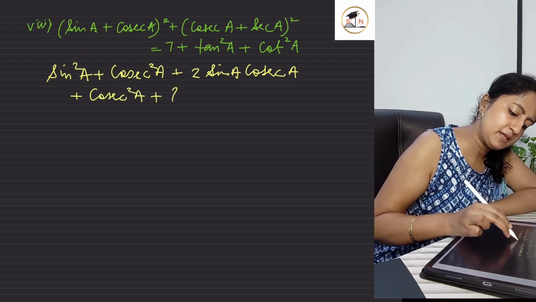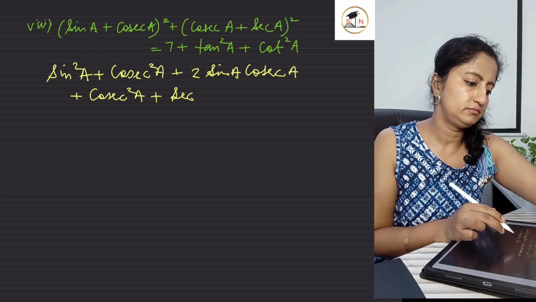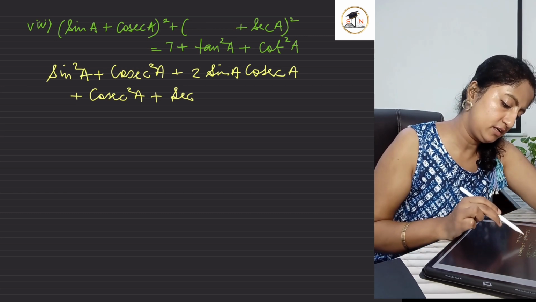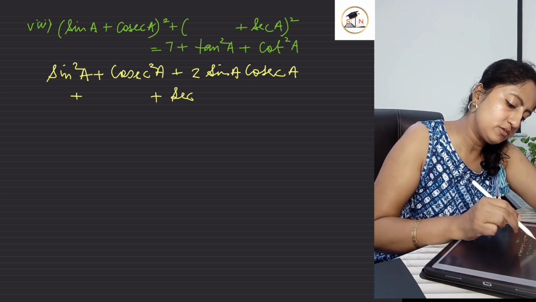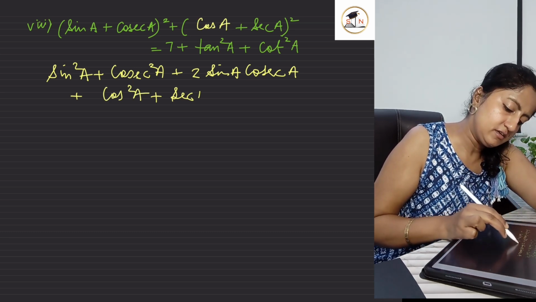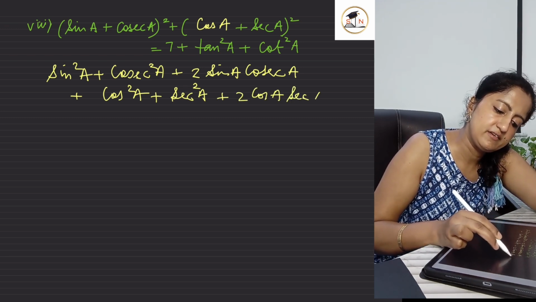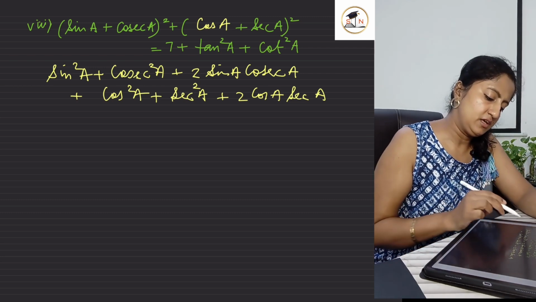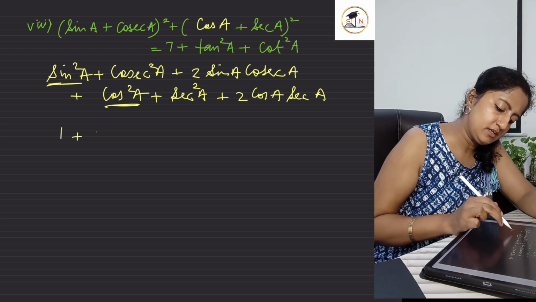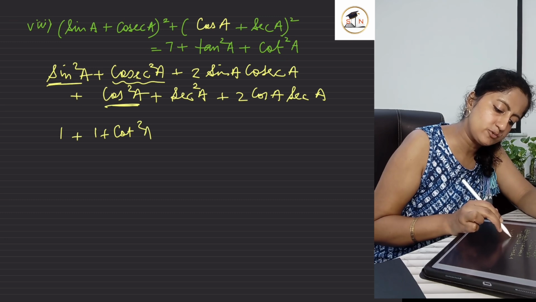cos square A plus sec square A. Oh, sorry, just a moment. The first term is again written wrong over here. It was supposed to be cos A. Okay, then 2 cos A sec A. Okay, now collect sine square A plus cos square A. That gives you 1. What is cosec square A? 1 plus cot square A.